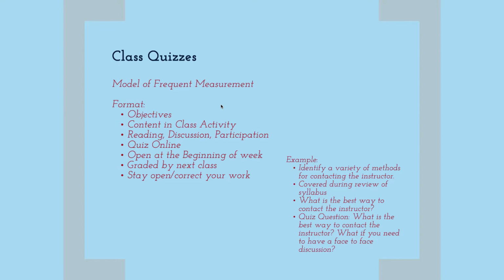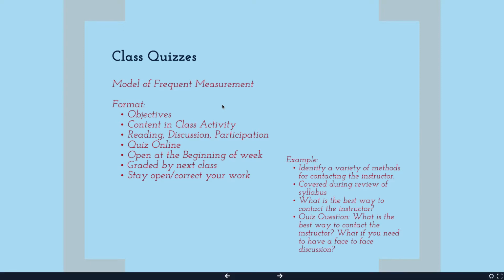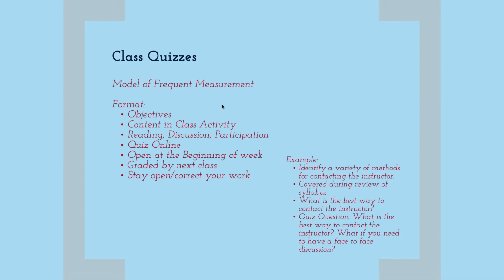So if you miss something on a quiz, you can go back and fix it. I don't have a problem with that. So for example, one of the objectives is identify a variety of methods for contacting the instructor. We covered that during the review of the syllabus. You can contact me by email, or you can get hold of me at my office number, which rings through to my cell phone, and we can set up a meeting.